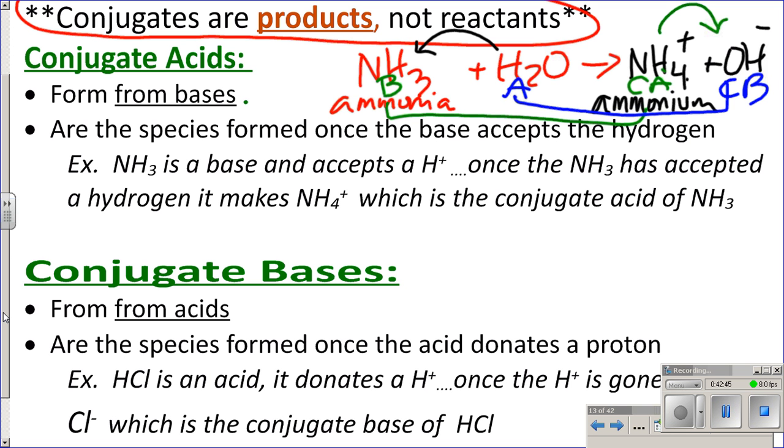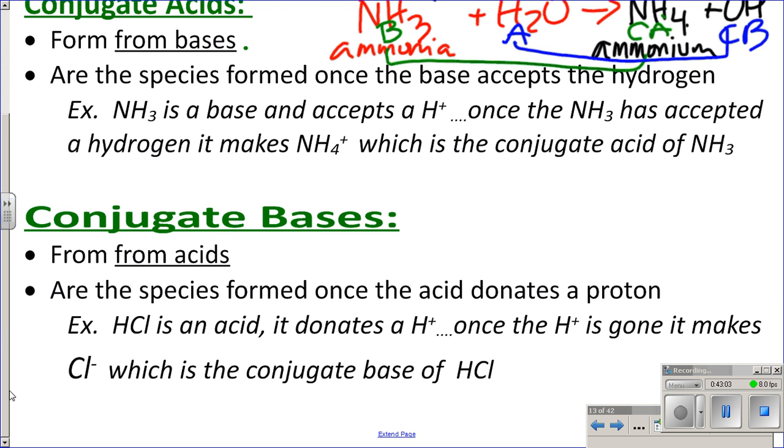The wording of it is kind of weird, but the examples actually are much more helpful. We're going to do those now. If you really want to copy every bit of this, you can do that from online. So conjugate bases come from acids. Conjugates are always in the products. Those are kind of our main two things we're focusing on.